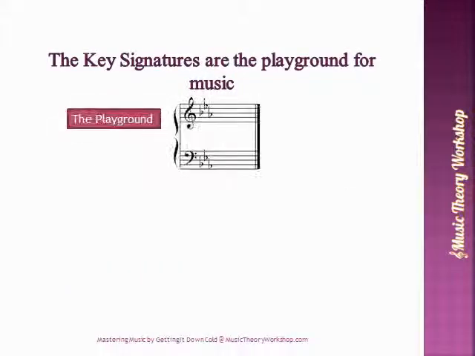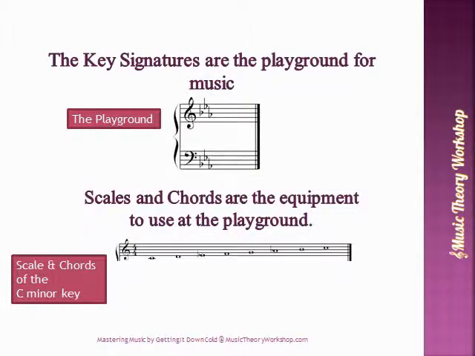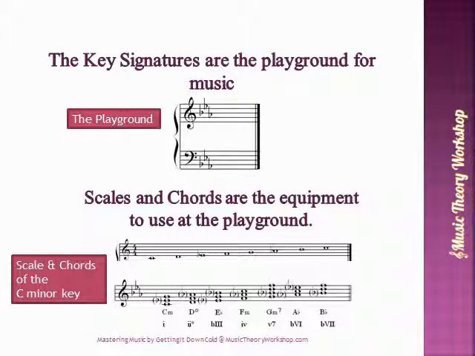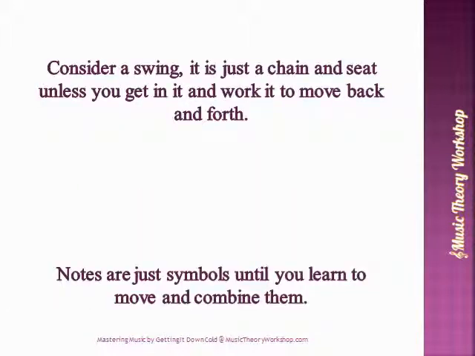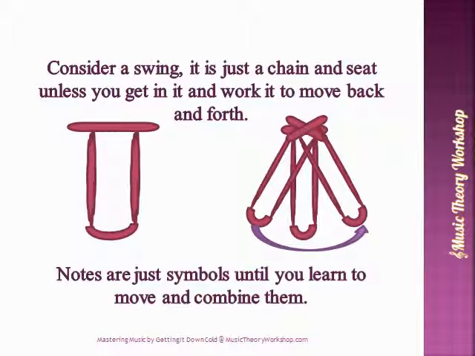The key signatures are the playgrounds for music. Scales and chords are the equipment to use at that playground. Consider a swing. It is just a chain and a seat unless you can get on it, work it, and move it back and forth. Notes are just symbols until you learn to move and combine them.